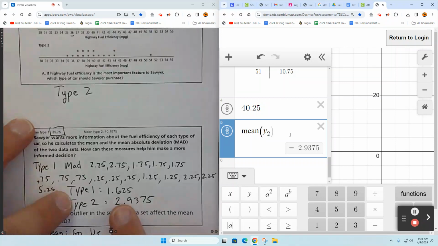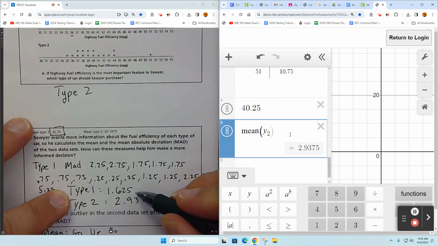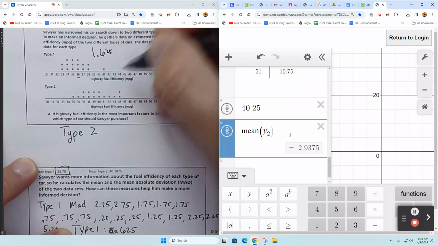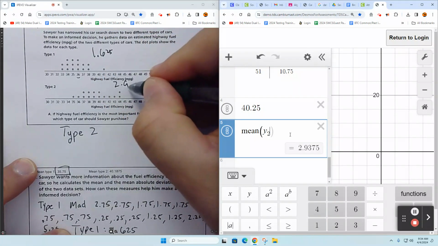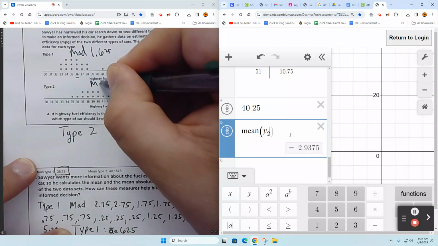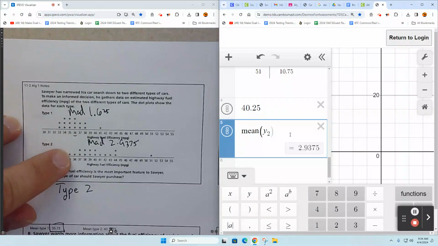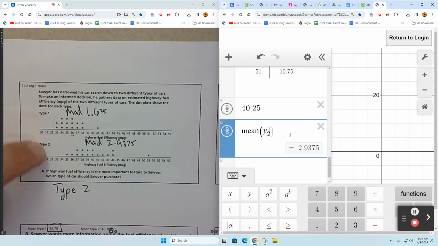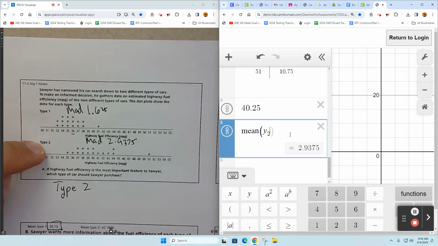If I look at these two MADs, 1.625 is the MAD for the first, and the MAD for this one is 2.9375. So these are my MADs. Would you agree that this one is more spread out than the first data? Yes. Okay.